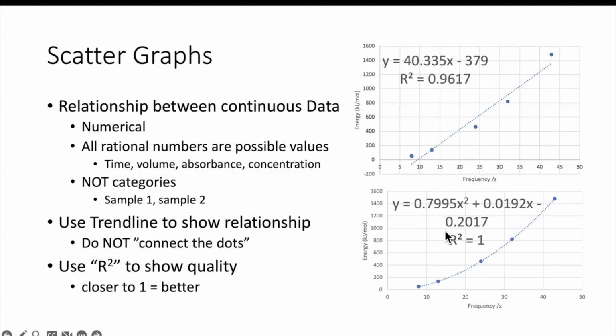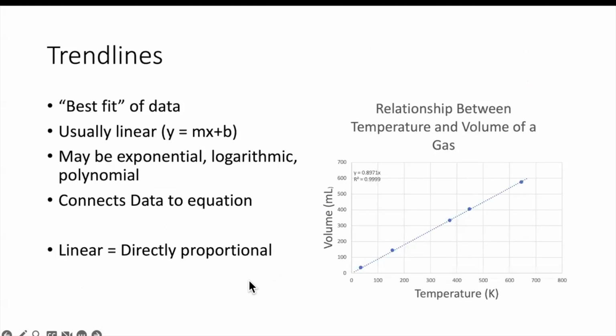Okay, so when we're trying to see what equation best fits the data, the way we can tell whether one is a better fit than the other is by looking at this R squared value. All right. So when we add trend lines, and we'll talk about how to do that in a minute, the trend line is trying to approximate what best fits the data.